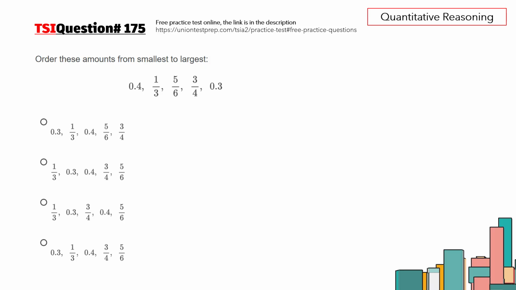Order these amounts from smallest to largest. At first I want to convert everything into fractions. So 0.4 is in the tenths, which means 4 divided by 10. Now I rewrite 1/3, 5 over 6, 3 over 4, and the same thing, 0.3 is 3 over 10. Now we look at the denominators and they are all different.